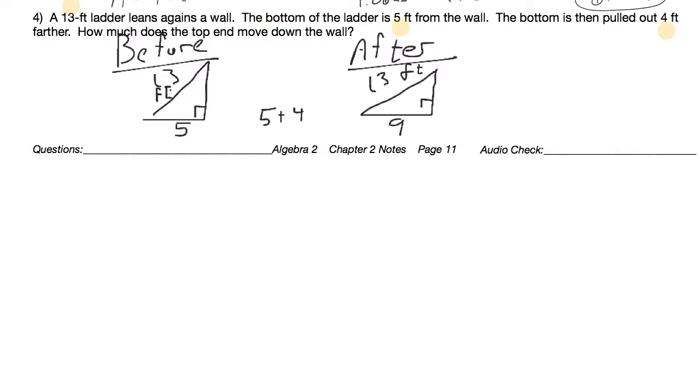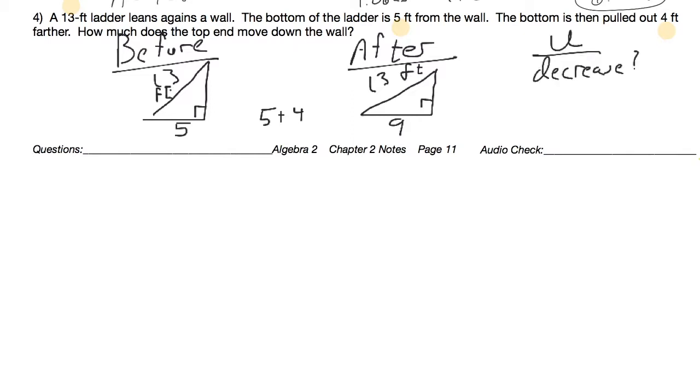Before, the ladder starts out 13 feet long, and the bottom of the ladder starts out 5 feet from the wall. The bottom is then pulled out 4 feet farther, so 5 plus 4 is 9. This bottom part is 9 feet, and the hypotenuse of this triangle is still 13 feet. The question is, how much does the top end move down the wall?